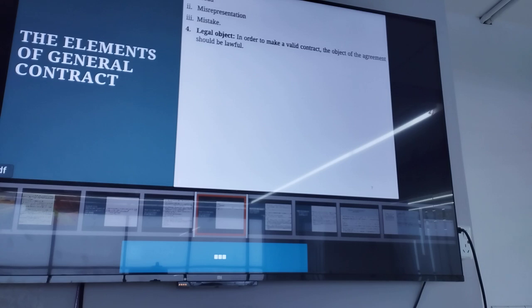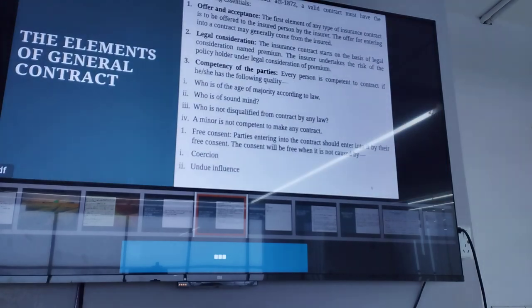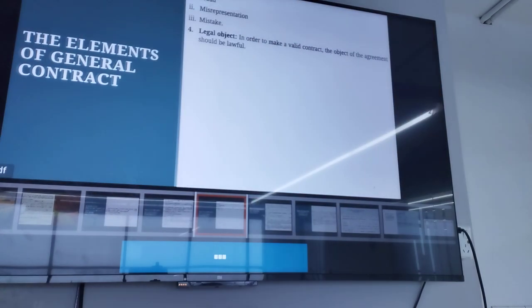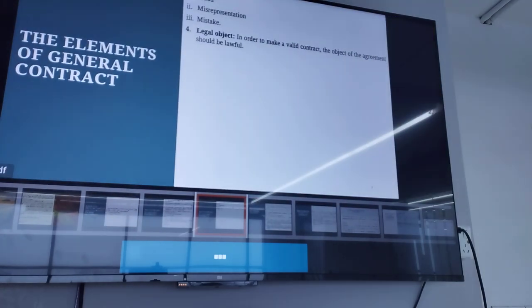The general contract elements are fraud, misrepresentation, mistakes. Legal object: in order to make a valid contract, the object of agreement should be lawful.